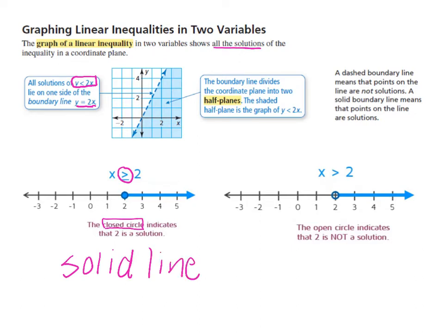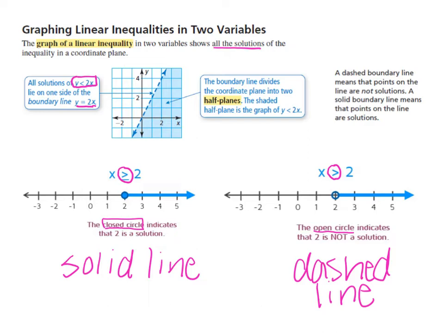If I had greater than, but it wasn't or equal to, that meant that 2 wasn't a solution. We used an open circle on a number line. This is where we're going to use a dashed line on our graph. So we graph it just like the equation, except we decide whether we need a solid line or a dashed line. The next thing we need to do is look at that line, which should divide our coordinate plane into two halves.